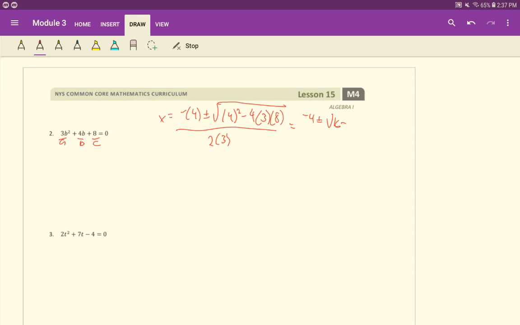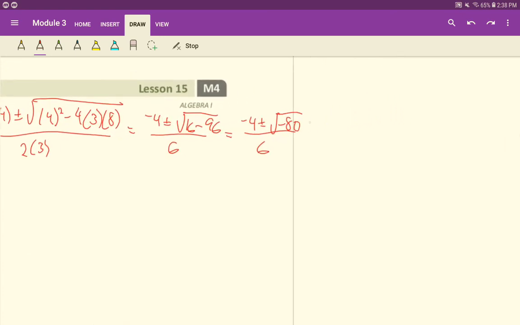12 times 8 is going to be 96 over 6. Okay, and now we simplify further. So 16 minus 96, that's going to be a negative number, right? So 16 take away 96 is going to be the square root of -80 over 6. Okay, now we haven't done a whole lot with imaginary numbers here, but this is a situation where we have an imaginary number because we are taking the square root of a negative number.